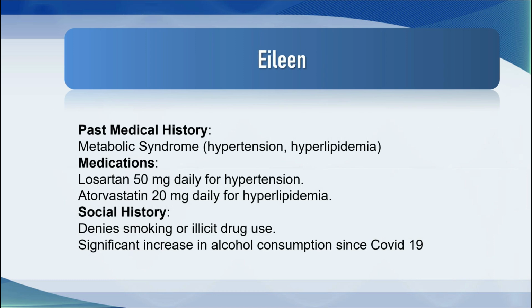In her background medical history, she has a history of metabolic syndrome and has been treated with losartan for her hypertension and atorvastatin for her hyperlipidemia. She lives alone, doesn't smoke, has never taken drugs, but she has had a significant increase in her alcohol consumption since COVID-19, an unfortunate problem that we're seeing a lot of these days.